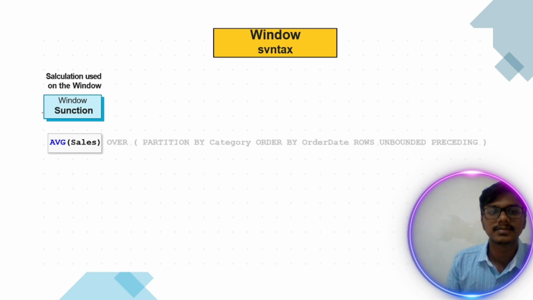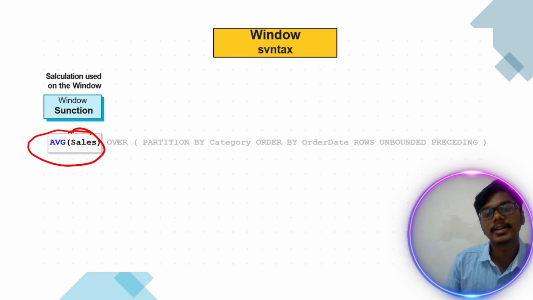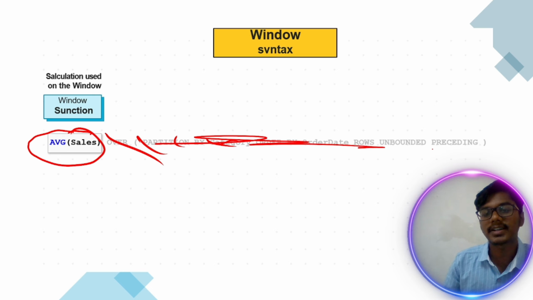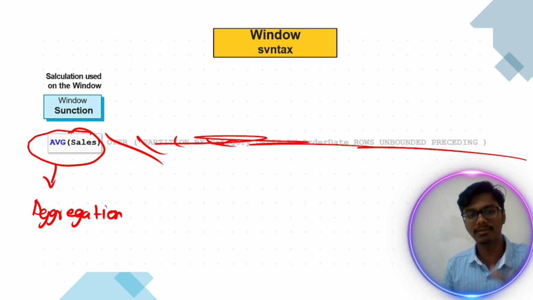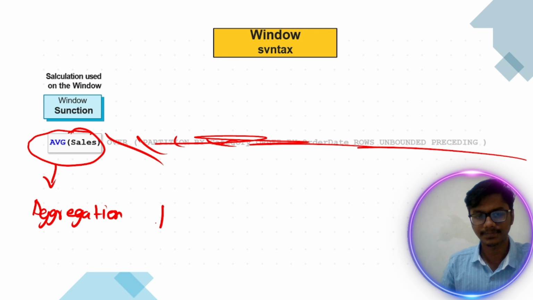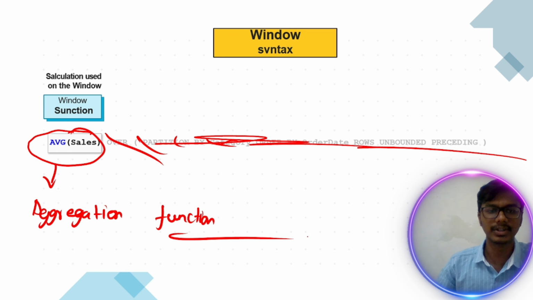So consider, guys, this is a Windows function. The calculation is used on the window. Which calculation am I using? I'm using the average of sales. If we don't use the OVER clause, forget about this, then in SQL it considers the average of sales as the aggregation function. I am telling SQL again and again: if you do not use the OVER clause, SQL will consider the average of sales as the aggregation function. That's all about the Windows function.